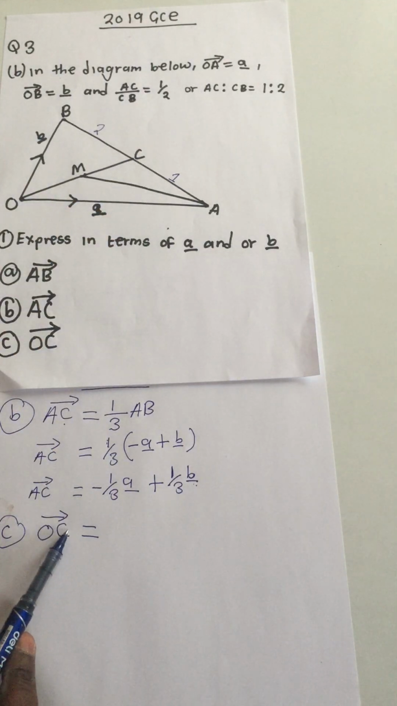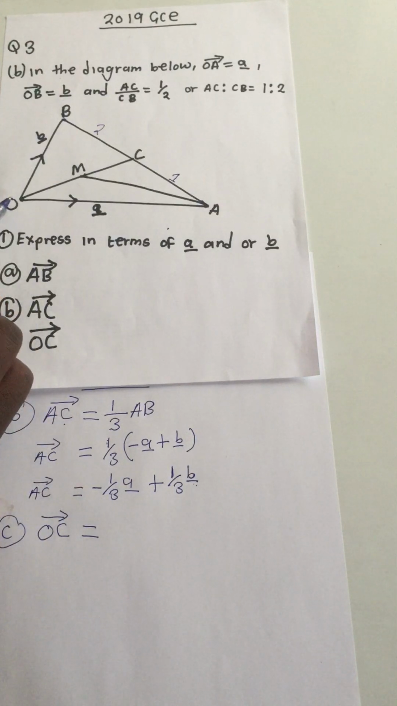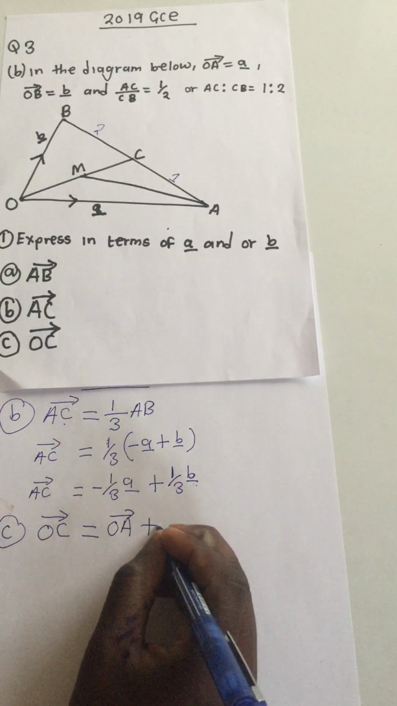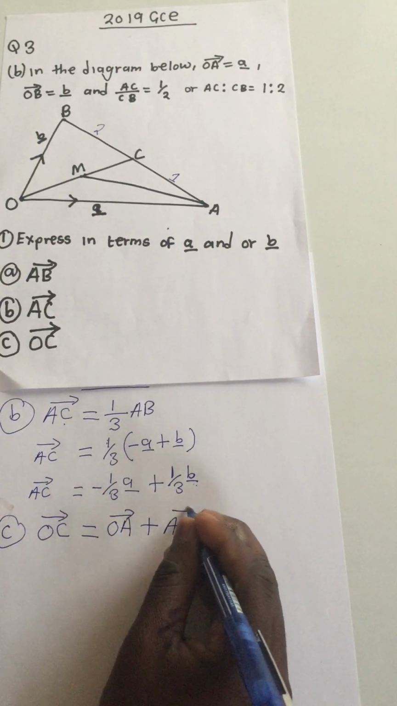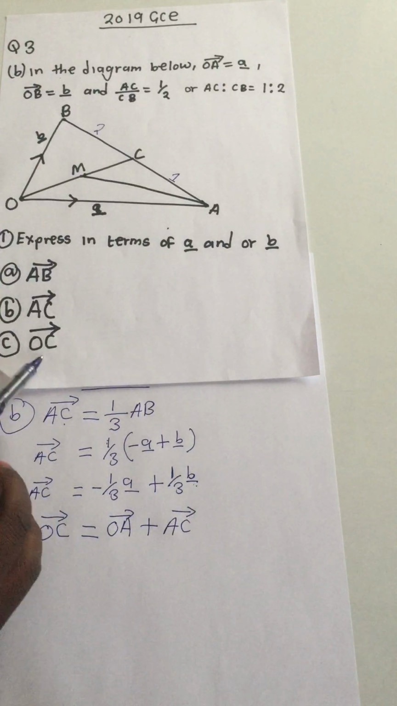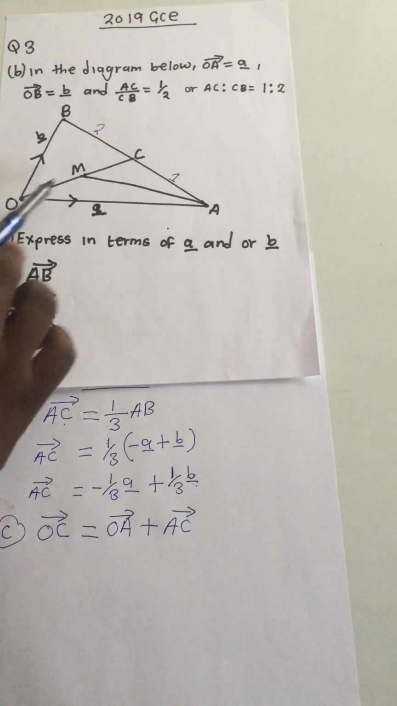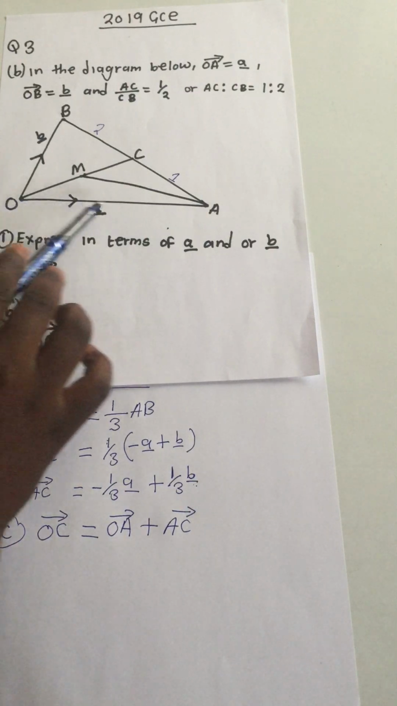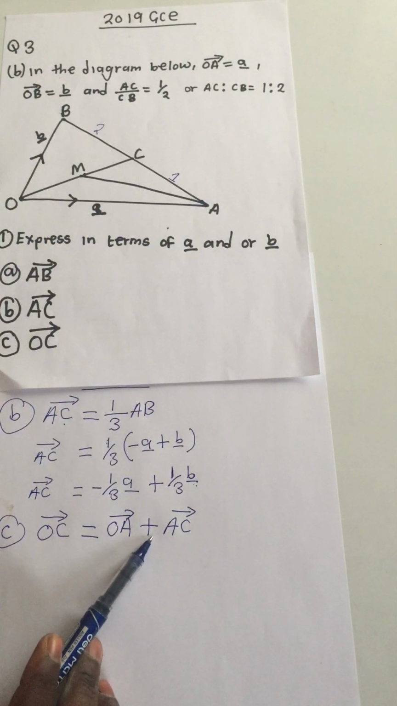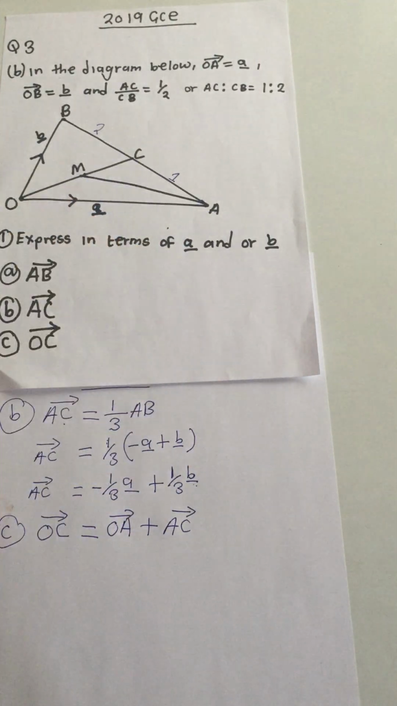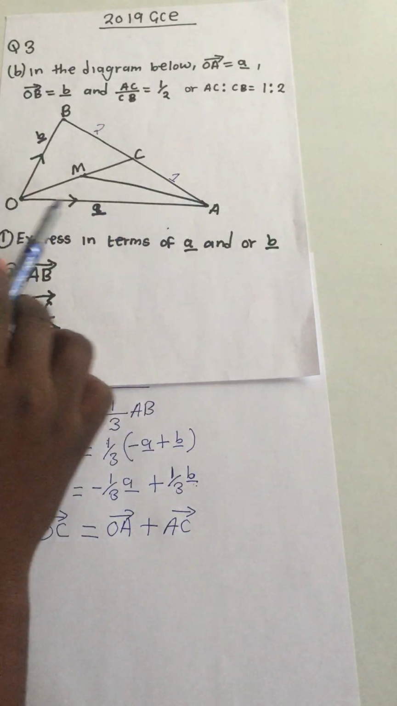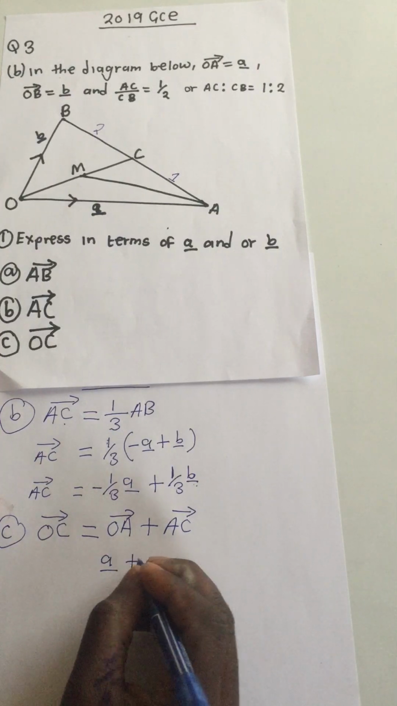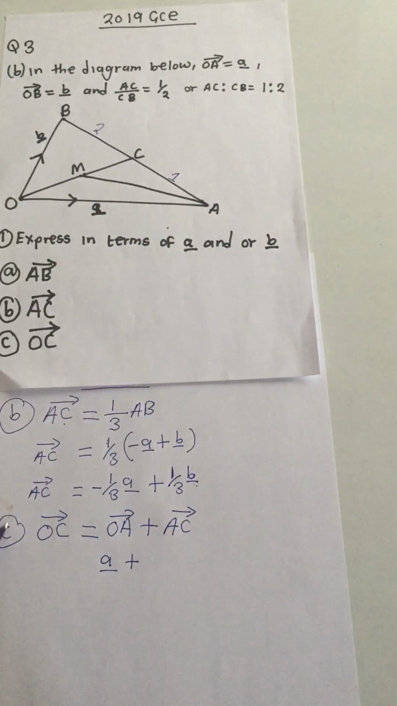So the last letter should be C. So you are going to move as OA, vector OA plus AC vector. Have you seen? So since they told you to find vector OC, and this C should be at the end, you check the routes. This is vector OA, which is this one, plus vector AC, and you know vector OA. Vector OA is A. So you say A vector plus, now the vector for AC, we know it's this one.